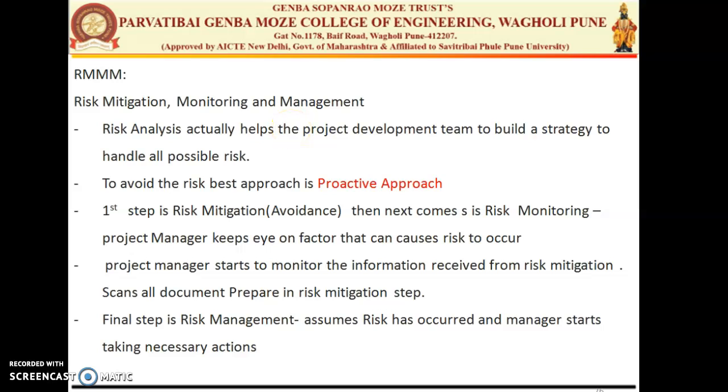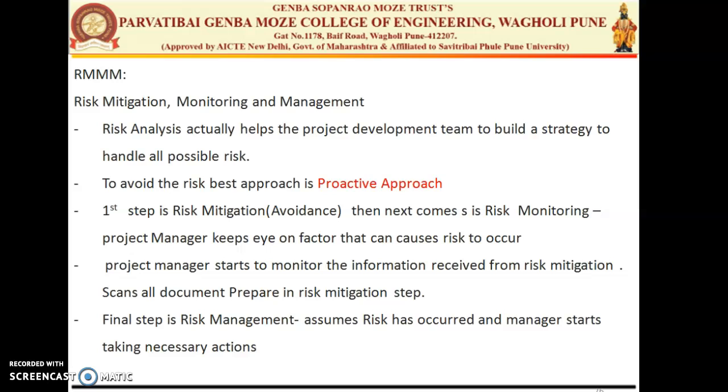The second comes with the risk monitoring. That means at the beginning, at the starting of your development process, the project manager is generally responsible for keeping an eye on factors that can cause risk in the project. So that is the second one. And the project manager starts monitoring the information which is received from the mitigation step. He scans all the documents which prepare the risk mitigation plan.